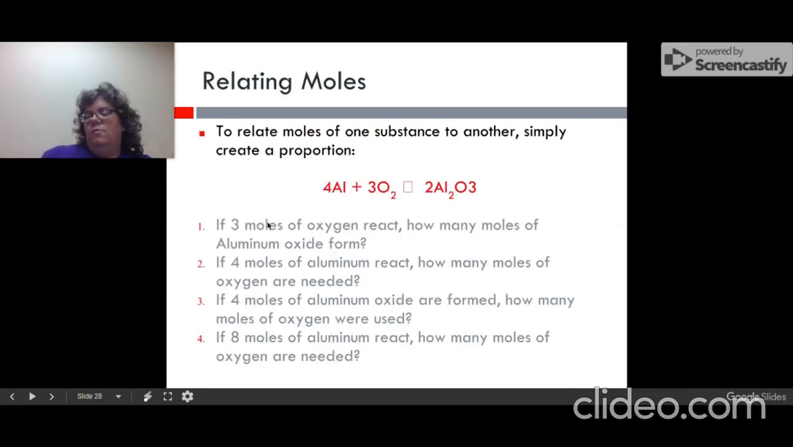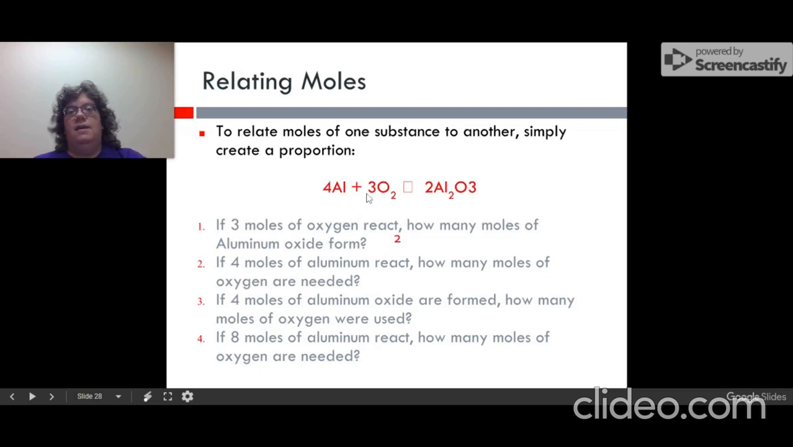So let's work out some problems with this. Basically, all we're doing is creating a proportion, just like we did with the pizza. Here's my equation. The first question asks, if 3 moles of oxygen react, how many moles of aluminum oxide form? So here we have 3 moles of oxygen. We get 2 moles of aluminum oxide, because that's what the recipe says. If you have 3 moles of oxygen, you get 2 moles of aluminum oxide.